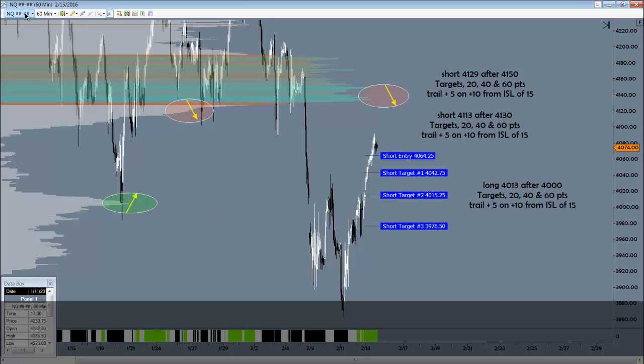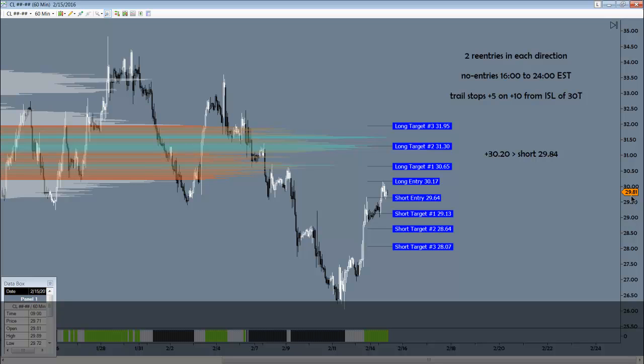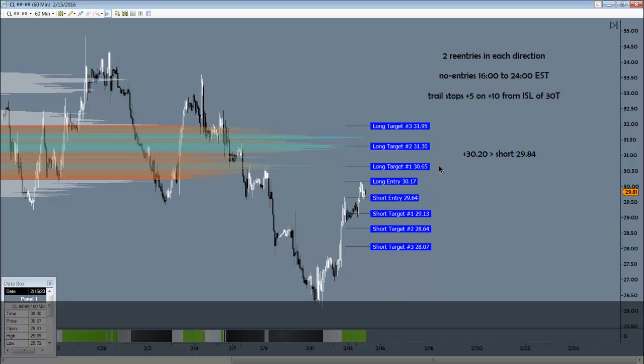Let's check out oil. Oil currently at 29.81s. We'll get short at 64s here with these downside targets. If we can rally higher into the 30s, if we print 30.20, we'll look to get short at 29.84. Same targets below. All right, and then if we can trade to a new high, new structure high, we'll initially get long at 30.17s with these upside targets.